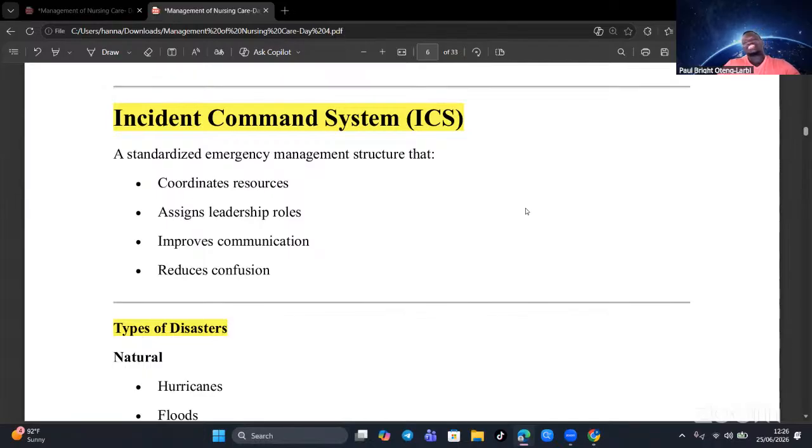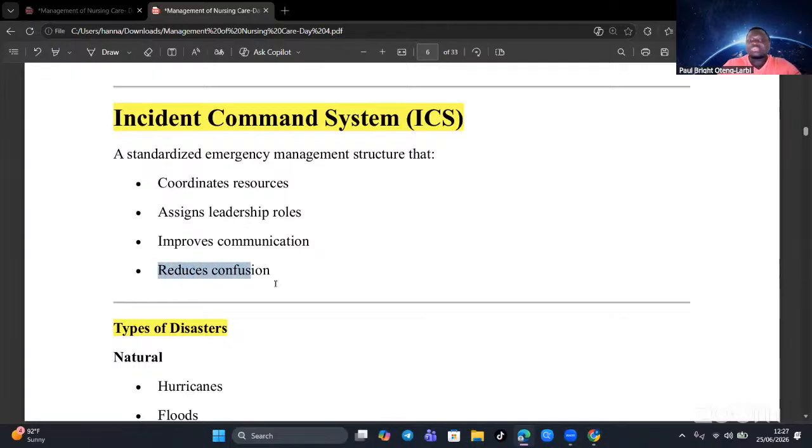So this is the incident command system. It's a standardized emergency management structure that coordinates resources, assigns leadership roles, improves communication and reduces confusion.